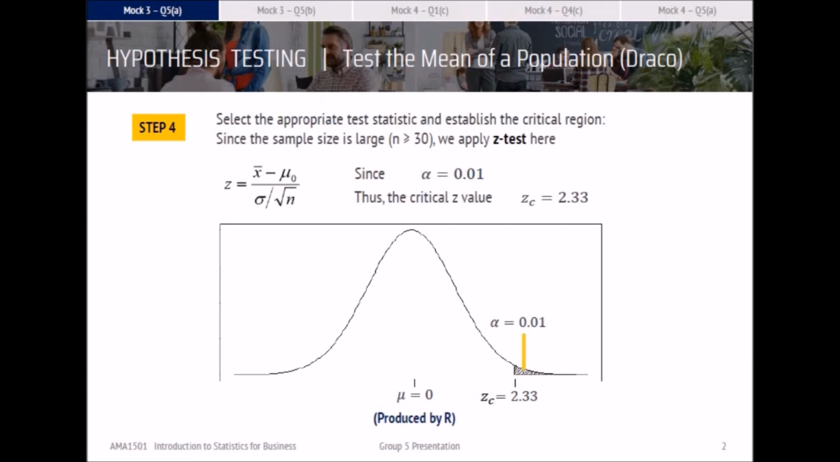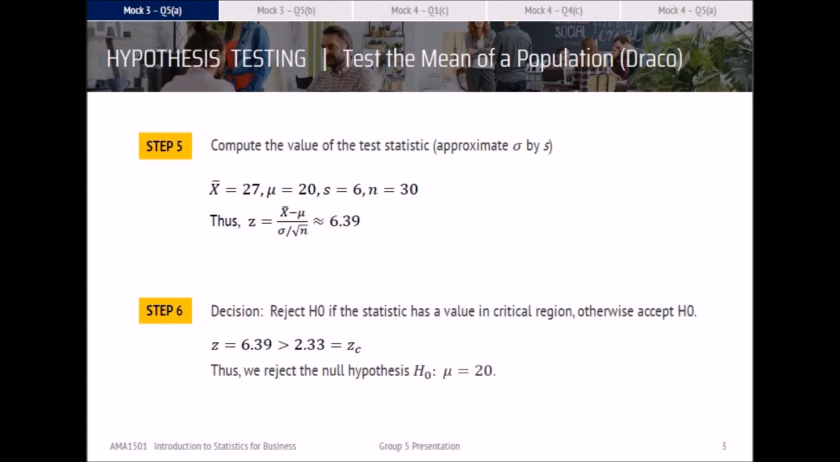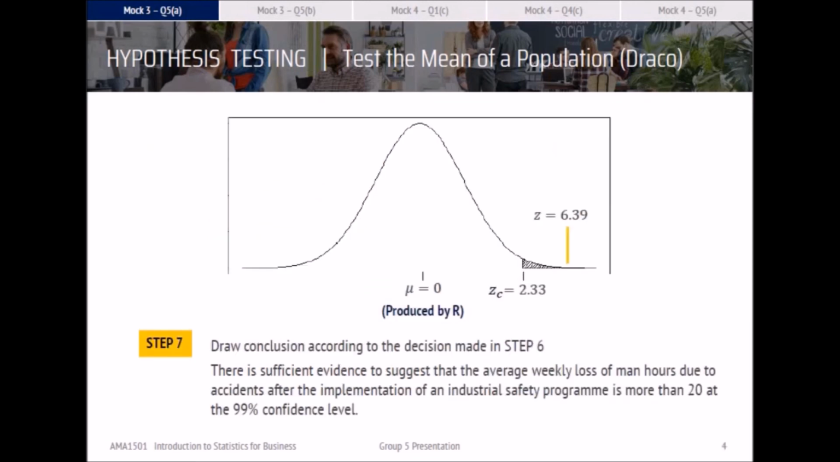the null hypothesis. And consequently, we input known figures to calculate the z-values, which is larger than the critical z-value. Thus, we can reject the null hypothesis that the population mean is equal to 20. And eventually, we conclude that at 99% confidence level, the manager's claim is incorrect.